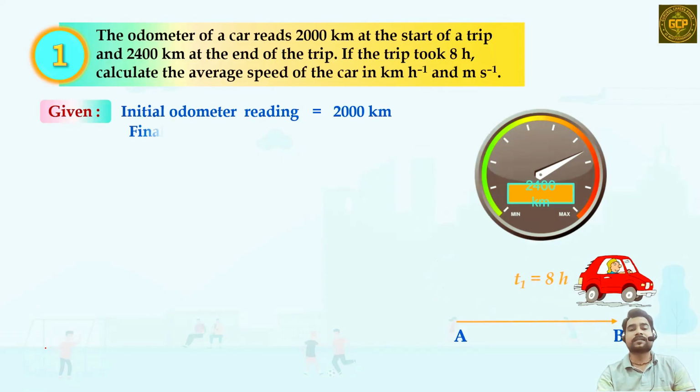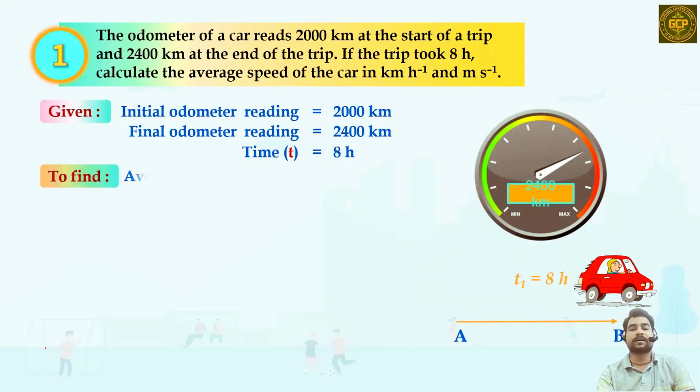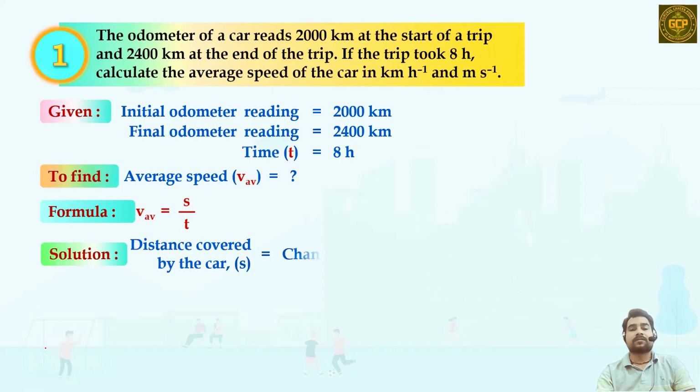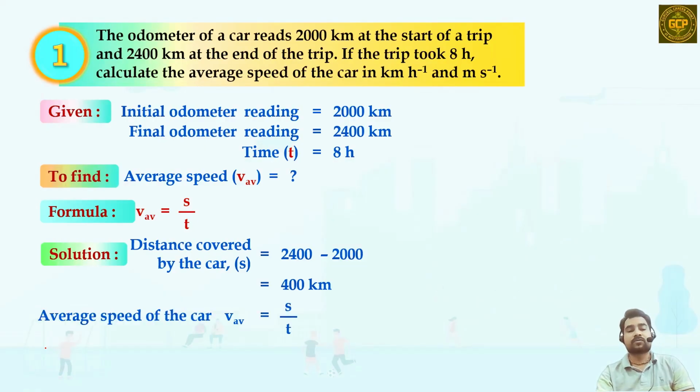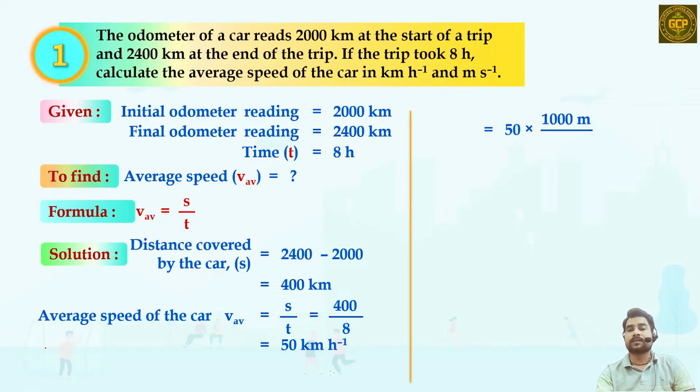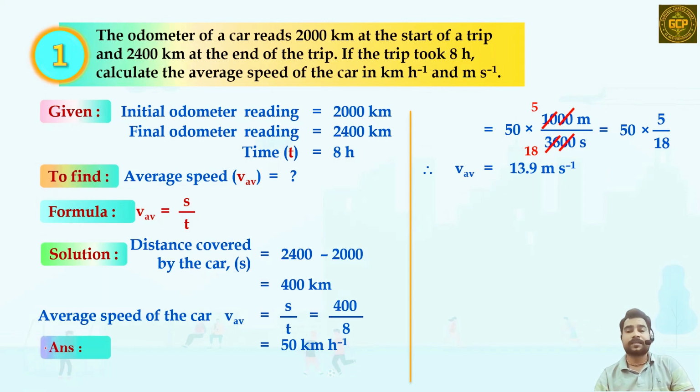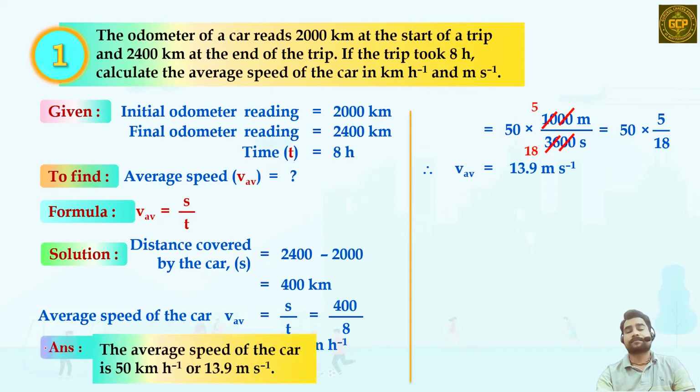So the overall distance is going to be 2400 minus 2000. So the distance is going to be 400 kilometer. Time taken we already have. So average speed is going to be total distance divided by total time, 50 kilometer per hour. Now we need to convert this into meter per second also. So for this, I am multiplying it by 5 upon 18, or else 1000 upon 3600. Either way, eventually you will get the result as 13.9 meter per second.